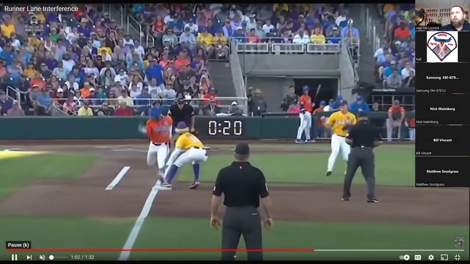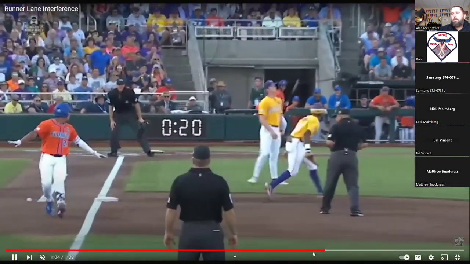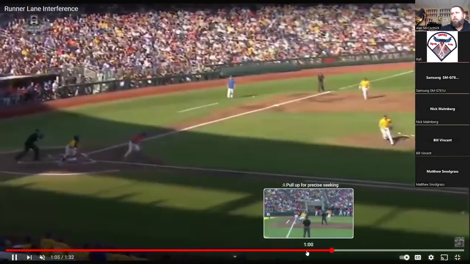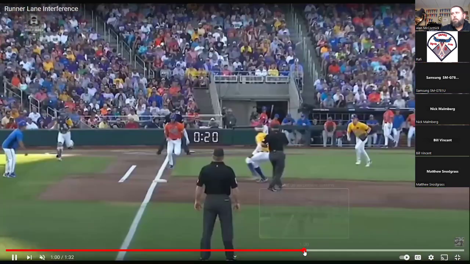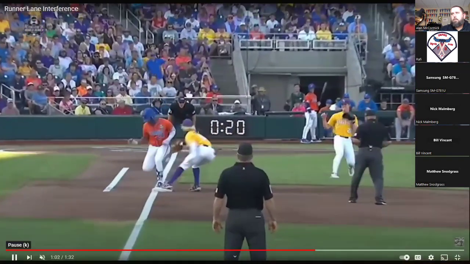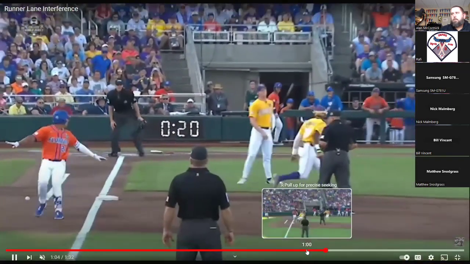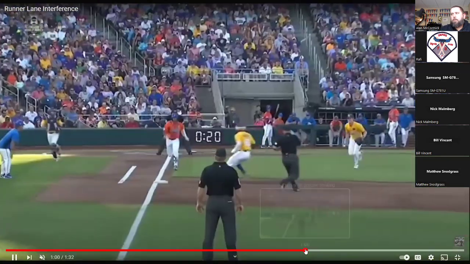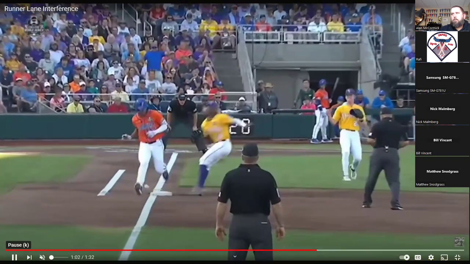Oh, he's completely outside the lane the whole way down. I agree. He does impede the first baseman from making a catch on that baseball. Even though his last two steps get him back in, getting him close, yes, but he's completely outside that lane the whole way.